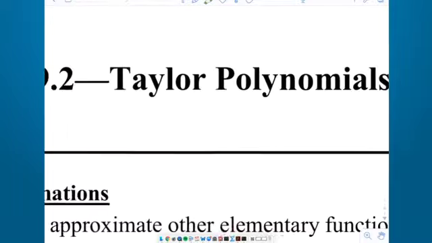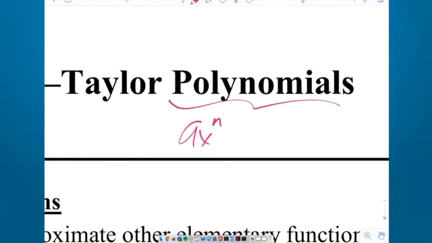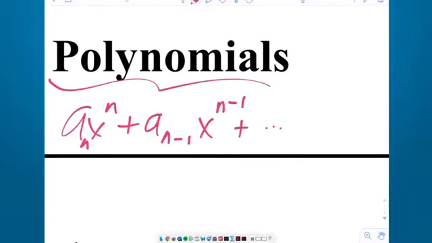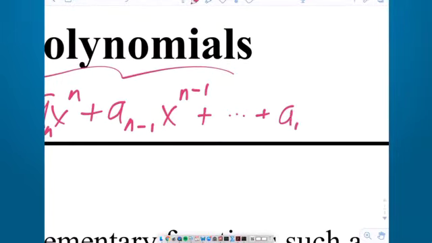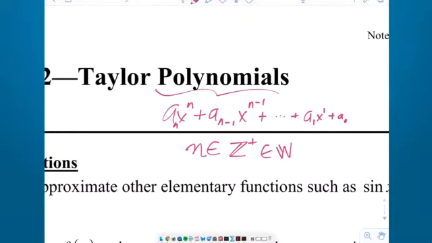So a Taylor polynomial is a polynomial. Of course, we know it's something of the form a sub n x to the n plus a sub n minus 1 x to the n minus 1 plus ... plus maybe a sub 1 x to the first plus a sub 0, something like that. And of course, we know that what makes a polynomial is that the exponents are positive integers. Or you could say they're whole numbers, either way. So if you have a fractional exponent on your x or a negative exponent, it's not a polynomial.